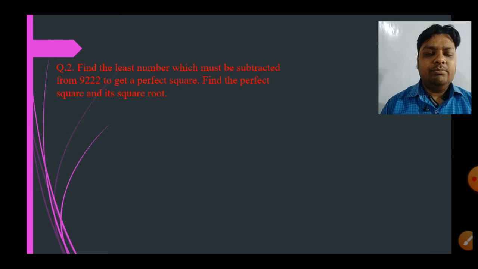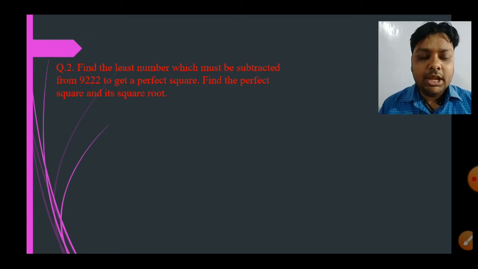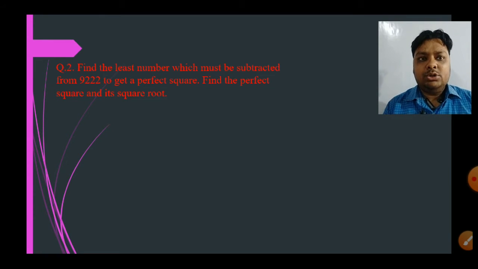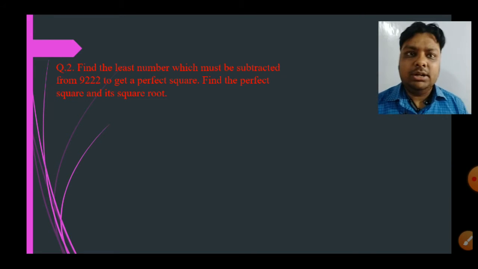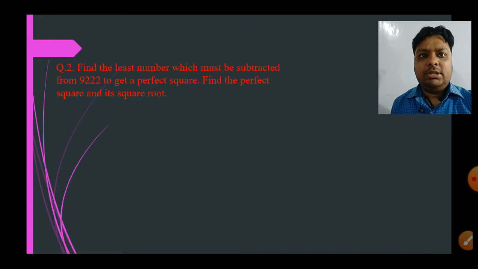Okay students, now let's see another question. This time we have to find the least number which must be subtracted. In the previous video we discussed what must be multiplied and what must be divided, and at that time we used the prime factorization method. But to find the least number to be subtracted or added, in this case we will use only the long division method. Okay, so let's see the long division method.